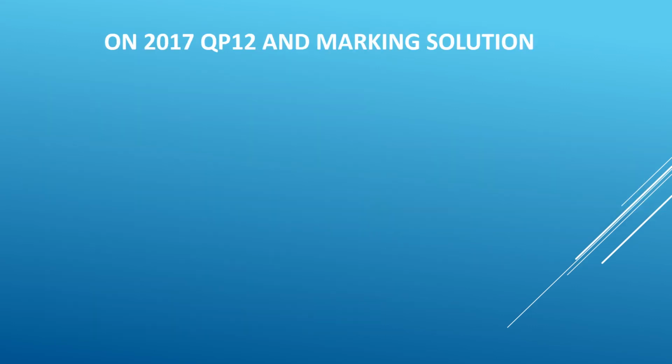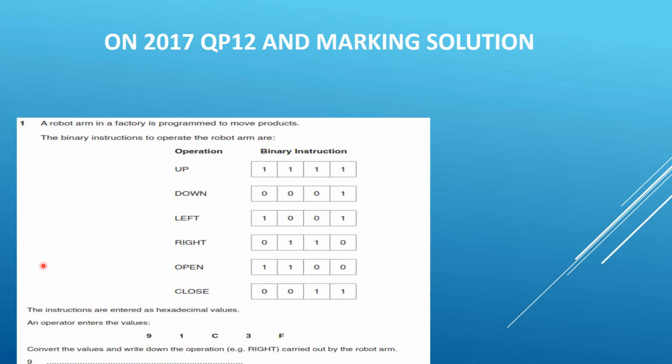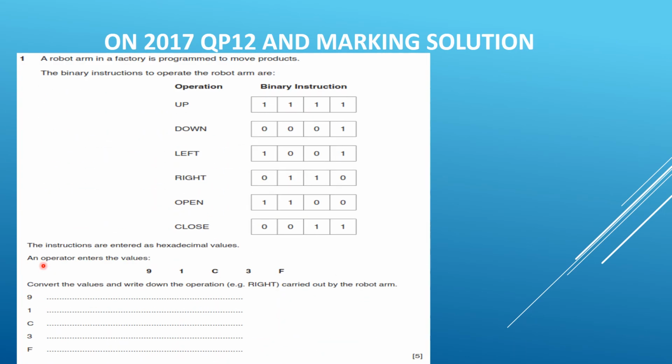Let's solve another example. This is question number 1 taken from October-November 2017, question paper variant 1-2. The question statement is: a robot arm in a factory is programmed to move products. The binary instructions to operate the robot arm are given here. So we are given the operations like up, down, left, right, open and close, and an equivalent binary code for each.